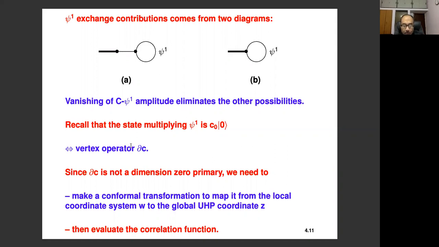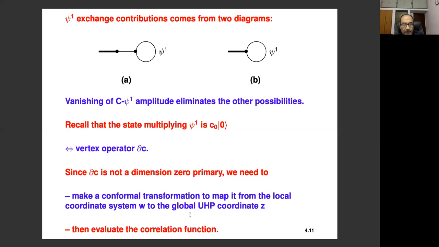So the calculation is straightforward. The only subtlety here is that the state that multiplies psi1 is this. The corresponding vortex operator is the derivative of C, and this is not a dimension 0 primary. So you have to be a little careful in evaluating these diagrams, because you have to insert this operator in the local coordinate system, that means the W coordinate system. Then you have to make an appropriate conformal transformation to map it to the Z coordinate system, the upper half plane coordinate, and then evaluate the correlation function.